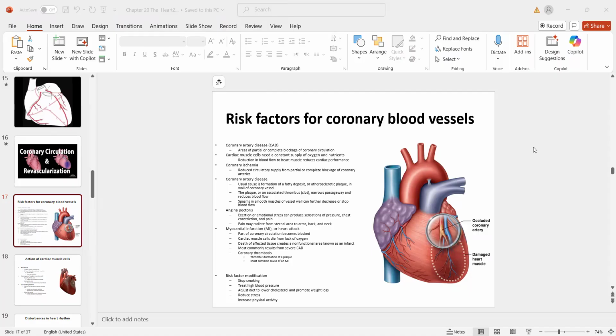Coronary artery disease is the buildup of plaque, causing partial or complete blockage of the coronary circulation. Cardiac muscle cells need a constant supply of oxygen and nutrients, so any reduction in blood flow to the heart muscle produces a corresponding reduction in cardiac performance. And you only need to know the first three issues or factors that affect the coronary blood vessels.